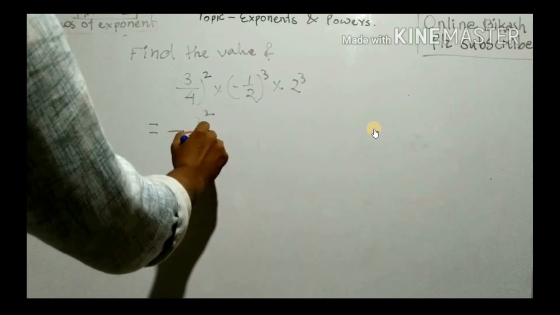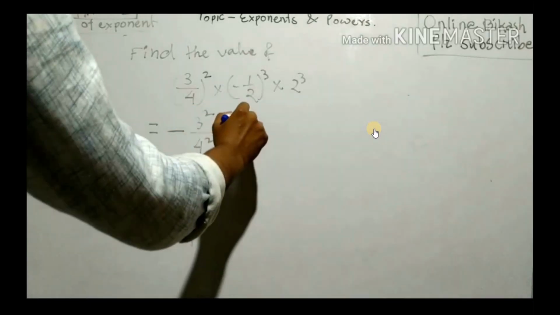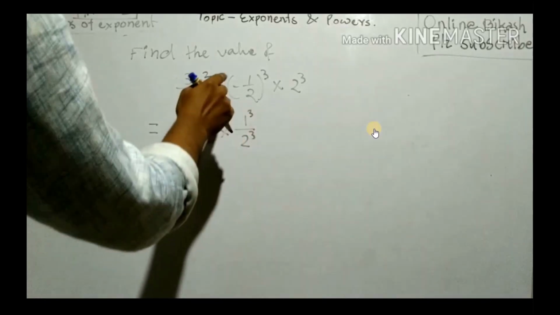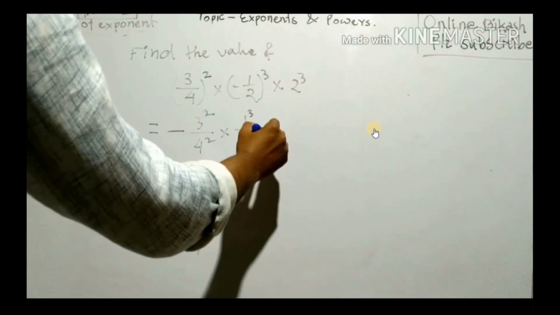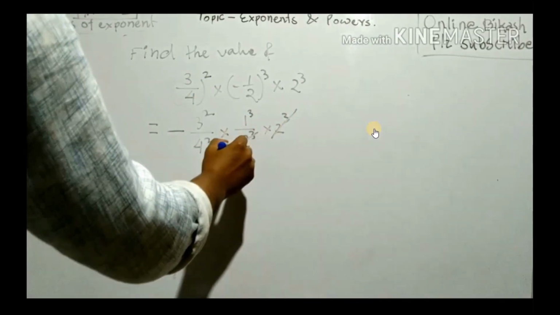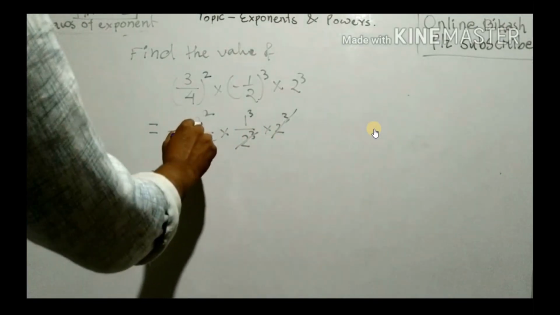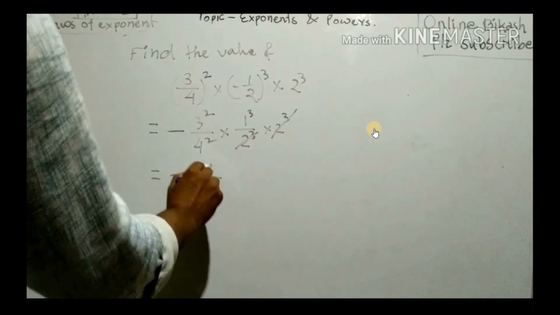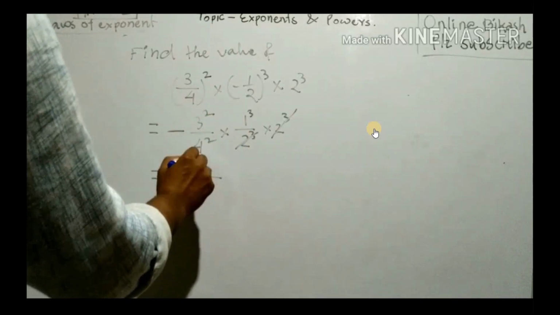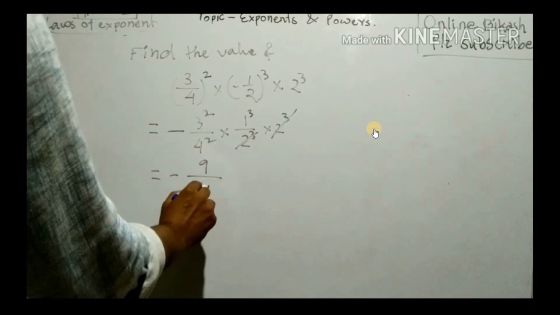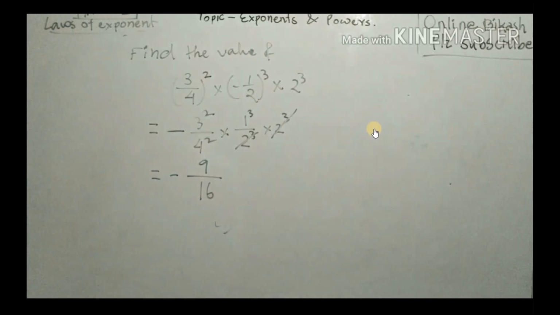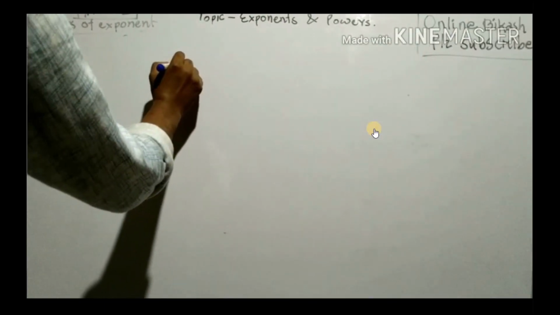Okay, so let us write this minus sign, and what is left? We are left with 3 squared by 4 squared into 1 cube by 2 cube, because we have already taken the minus sign at the first place, and into 2 cube. This 2 cube gets cancelled, so what is left? Minus, 3 square is 9 and 1 cube is 1, so 9 into 1 is 9, and in the denominator 4 square is 16. So our answer is minus 9 by 16. Is it clear? I don't think you will find it a difficult thing, it just needs a lot of practice.